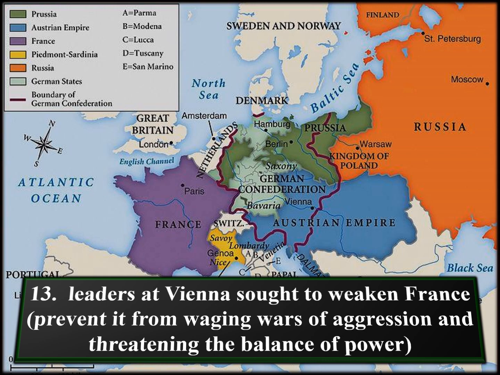Leaders at the Congress of Vienna sought to weaken France after, of course, the mess that had been caused by Napoleon, and then prevent it from waging wars of aggression and threatening the balance of power ever again.